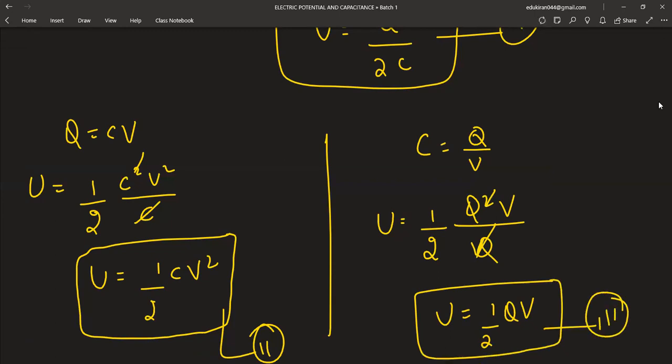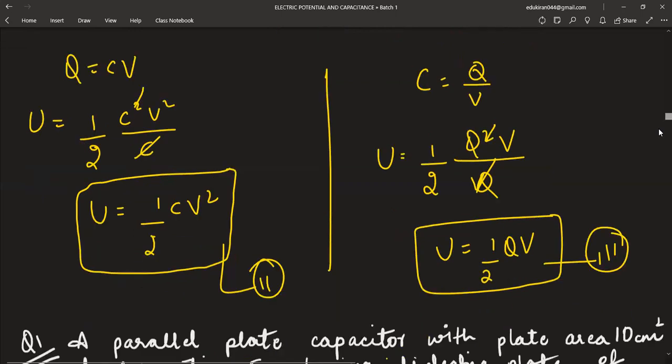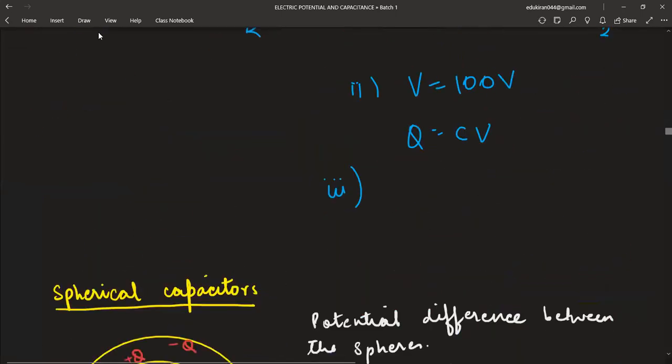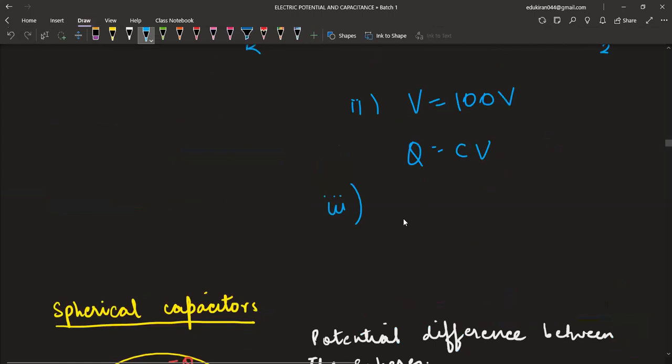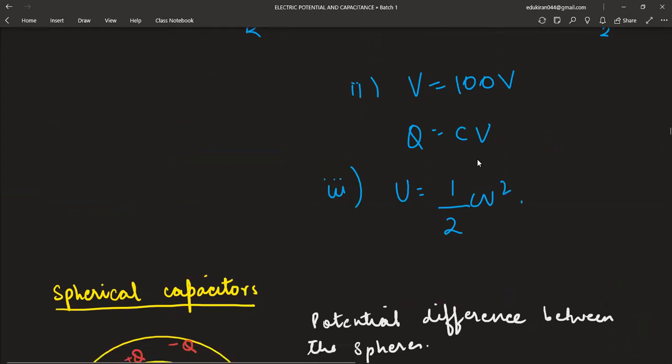So in this question which we were discussing, the last part would simply be U is equal to half CV square. You can calculate it from here. First, write down this. Then I'll show you the derivation for energy.